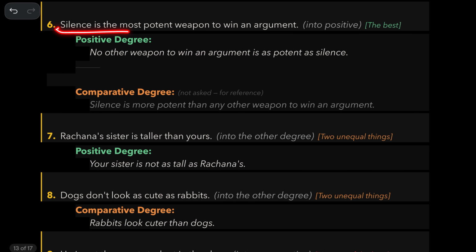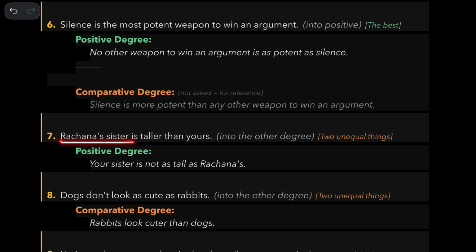Silence is the most potent weapon to win an argument. You are asked to use positive degree. It belongs to the first pattern here. No other weapon to win an argument is as potent as silence. The next one, comparative degree, is only for reference: silence is more potent than any other weapon to win an argument.